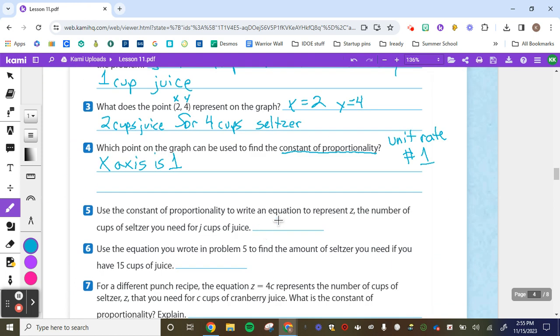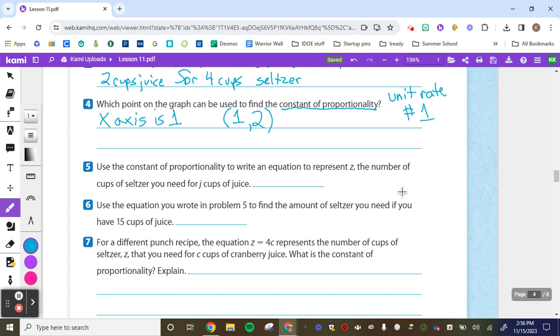So which point on the graph can be used to find the constant of proportionality? That would be point 1, 2. Because it's 1 cup of juice for 2 cups of seltzer.